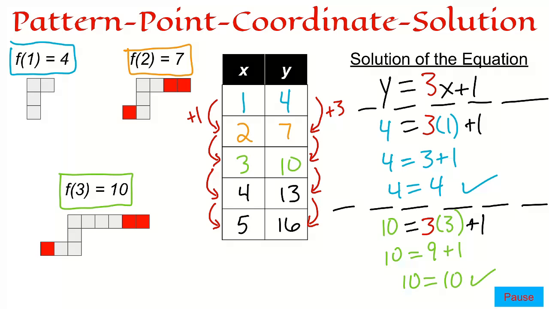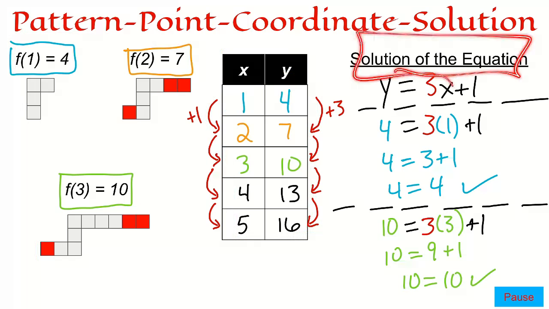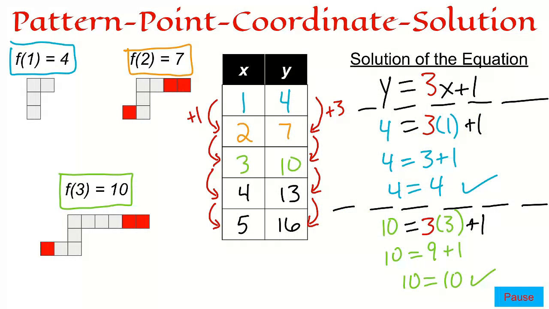And 4, 13 would work as well, Elliot. Yep, 4, 13 right here. Any x, y pair that would show up in the pattern would make the equation true. And it would also be a point on our graph. So that's how the pattern, points, coordinates, solutions, and tables all work together. All right, any questions there?